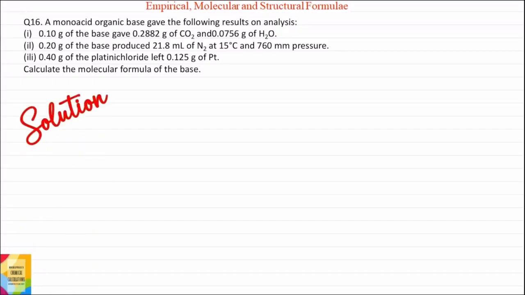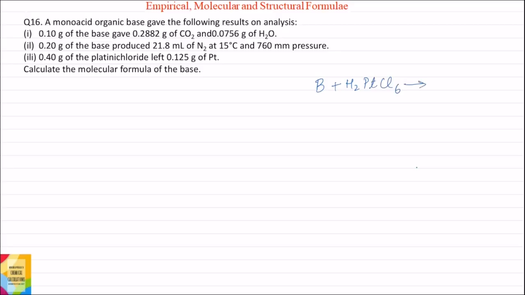Now, first find out the molecular weight of the base. Now it is given that 0.40 gram of the platinic chloride left 0.125 gram of platinum. तो मान लेते हैं कि base है B. It reacts with H2PtCl6, which is the acid, to form the platinic chloride, which has the formula B2H2PtCl6, and this gives platinum.